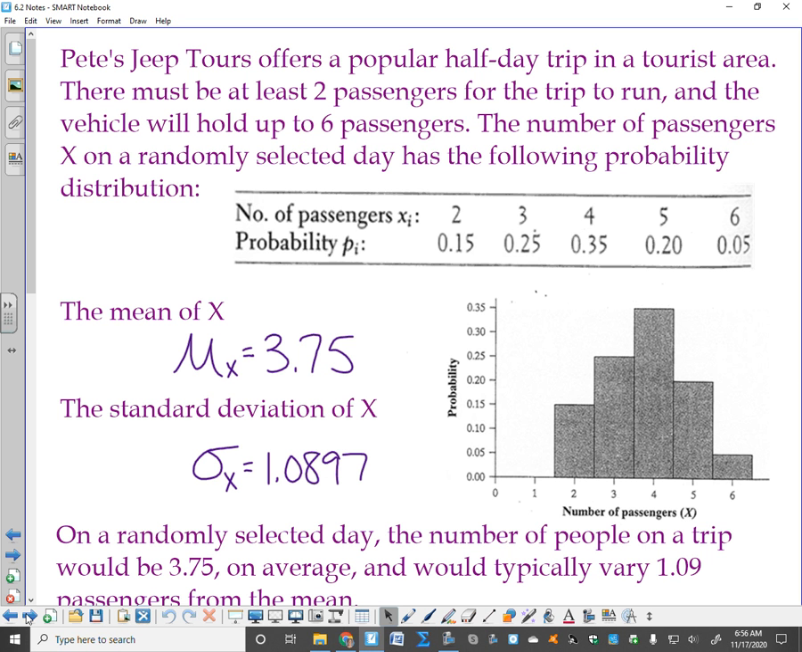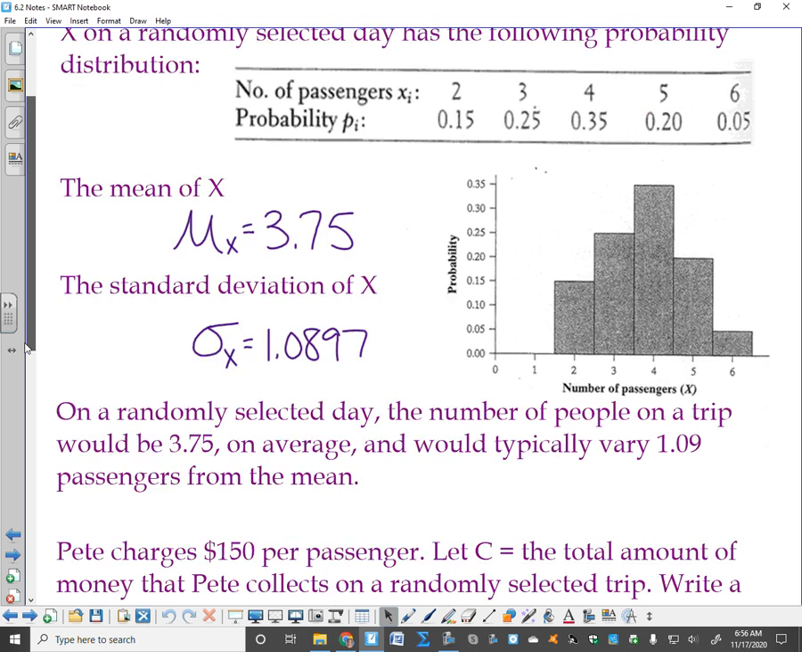We have found the mean, so mu sub x is 3.75, and the standard deviation of x is 1.0897. Notice I went 4 decimal places because I don't like decimals that start with a 0. Remember that you have to be accurate to 3 decimal places, but when there's a 0, I always go 4. So I would love it if you would kind of make that a habit.